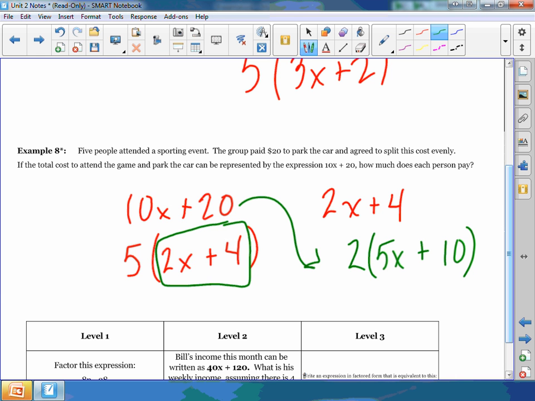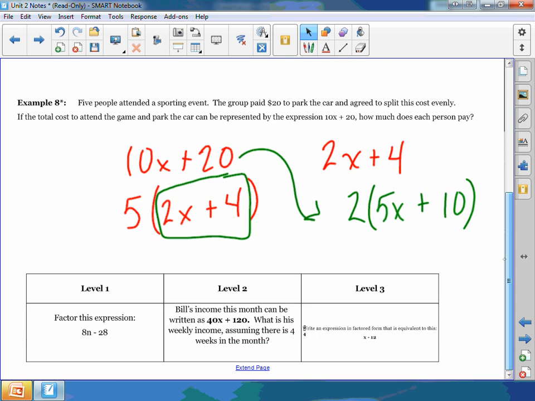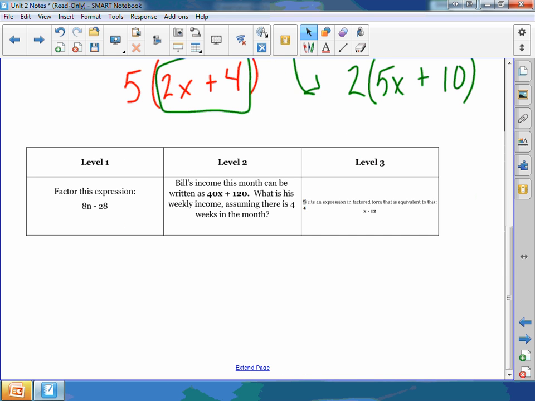Just to give you a heads up, if I ask this question when it counted for a grade, and you give me this right here, I'm going to mark this wrong, because that is not explaining the answer the way that it needs to be explained. You could say, yeah, it factored it, but that's not what this problem is asking. Everybody's not paying 5x plus 10, sorry. Everybody is paying 2x plus 4. All right, last one here. Take one of the levels and give those a shot. See where you end up.